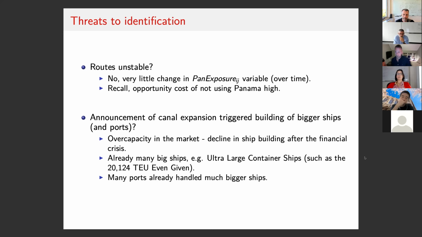And as I mentioned, of course, Georgia was a little bit unhappy with this, but at least the way I think about this, the opportunity cost of not using the Panama is very high.